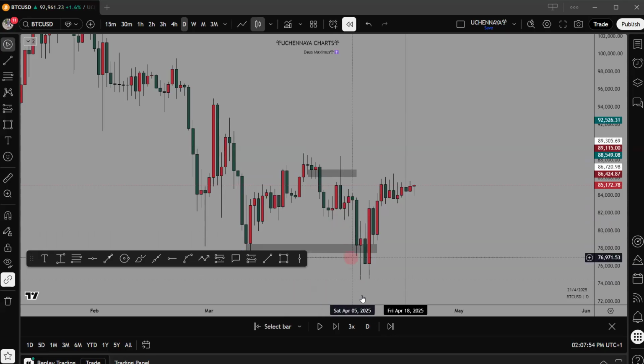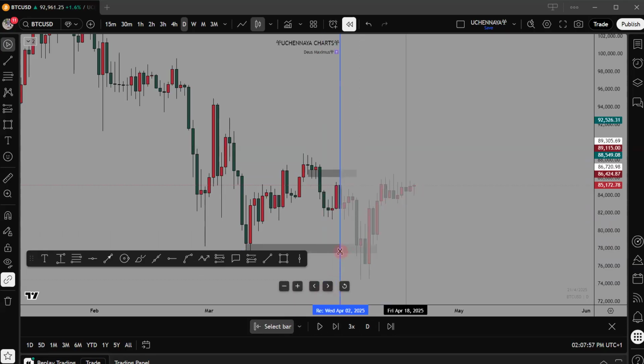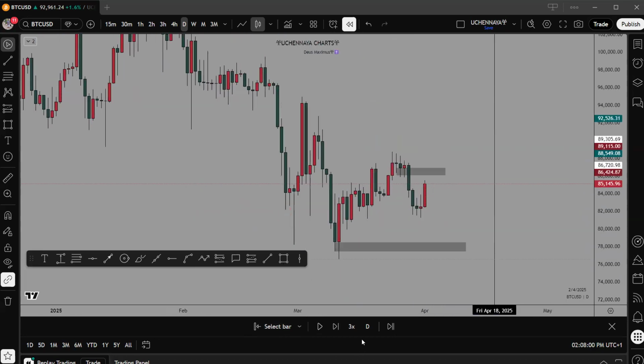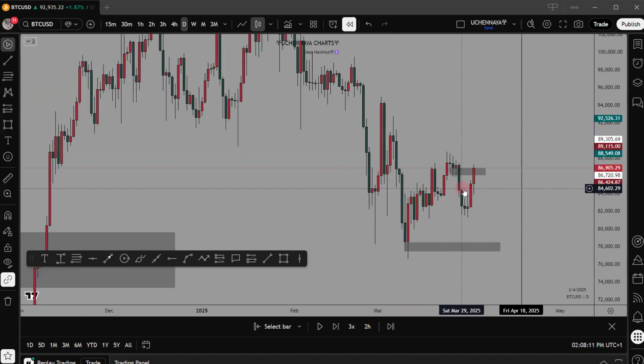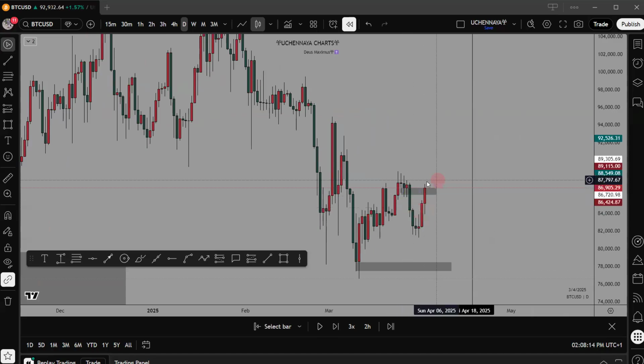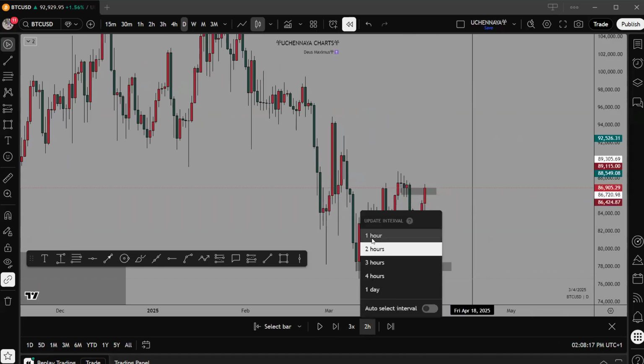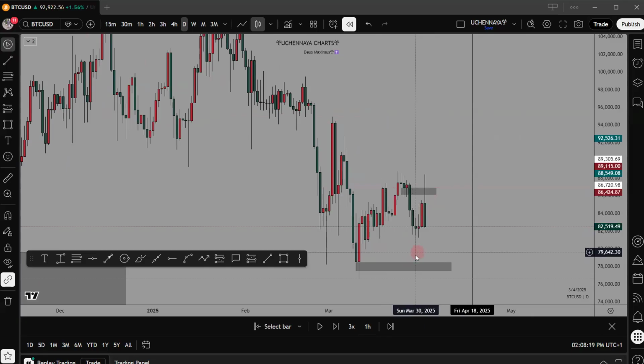Okay. Now let me show you a typical example. Now this is a daily candle. Now you are here. This is a daily candle. And we are replaying using the 1 hour time frame. Now, this is how this 1 hour time frame is just pushing this candle up and down, up and down, up and down. See?